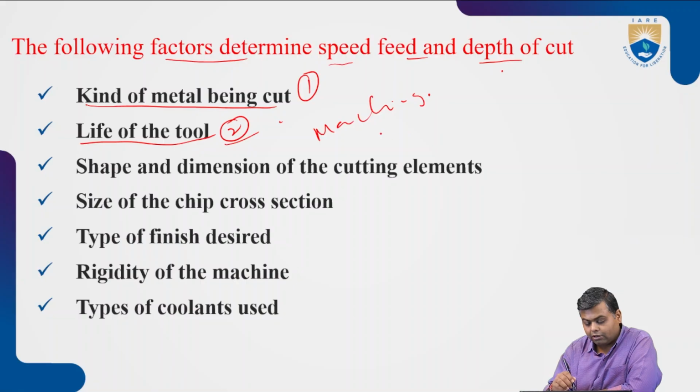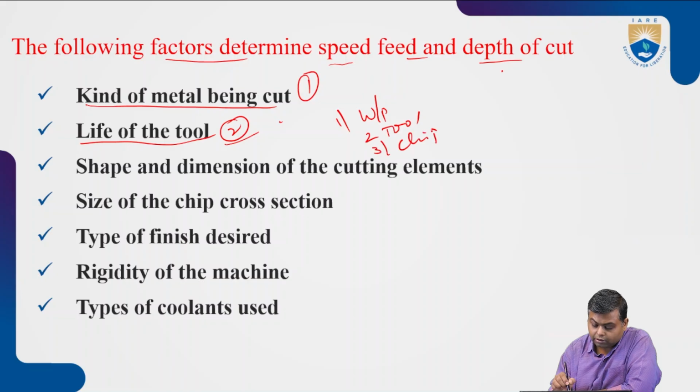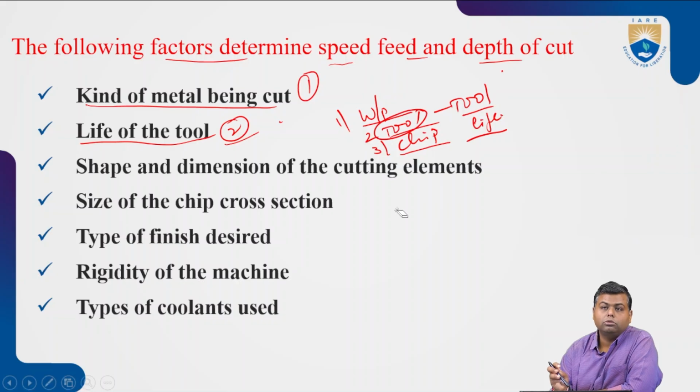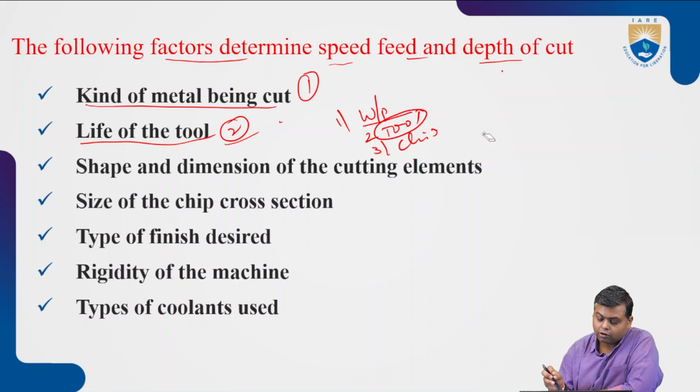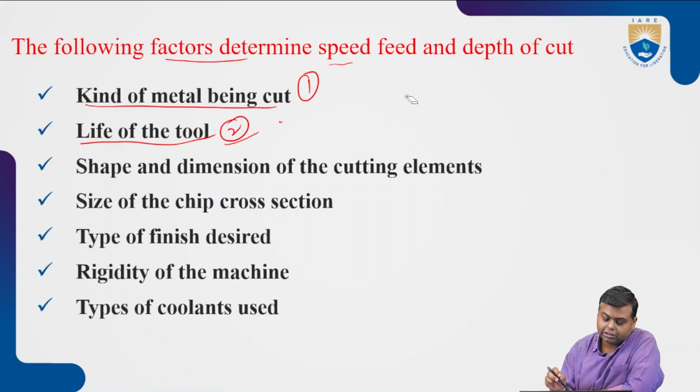Generally, when we talk about machining, there are three things we need to keep in mind. The first thing is the workpiece. The second thing is the tool. The third thing is the chip coming out of it. So workpiece related, tool related, chip related. The second one is your tool. Tool life should be put to useful use. If you don't use tool life usefully, then the cost of machining goes on increasing, and economic machining will not be satisfied.